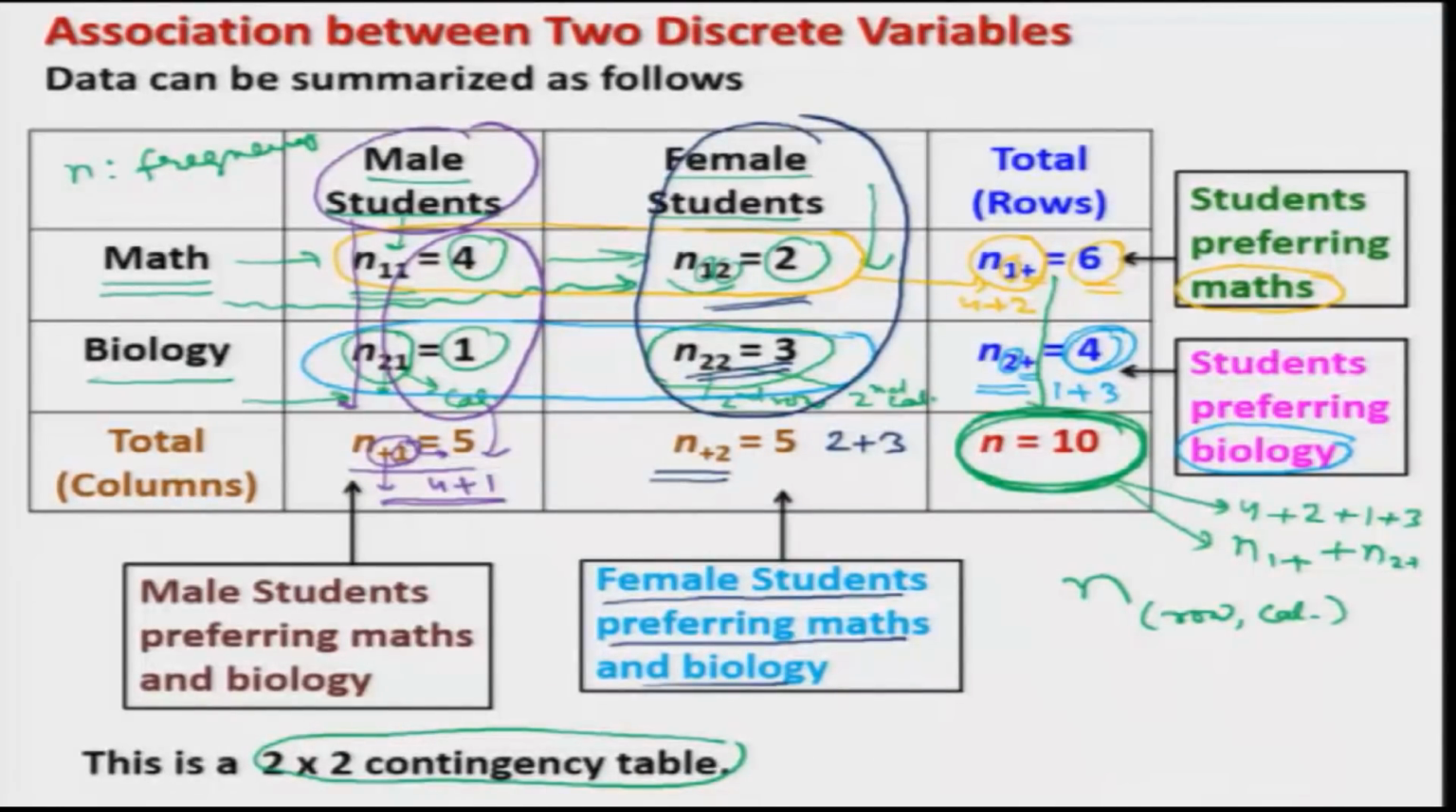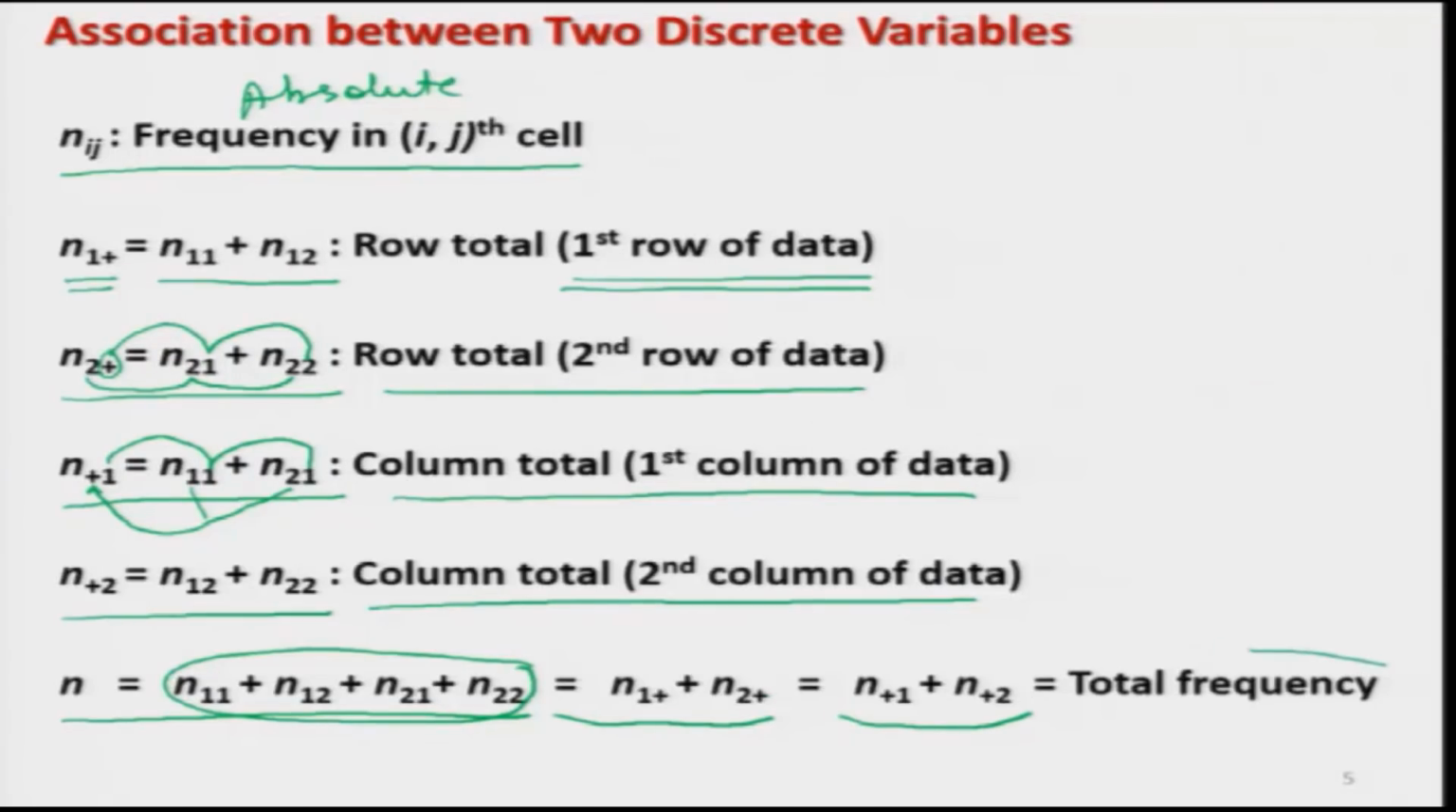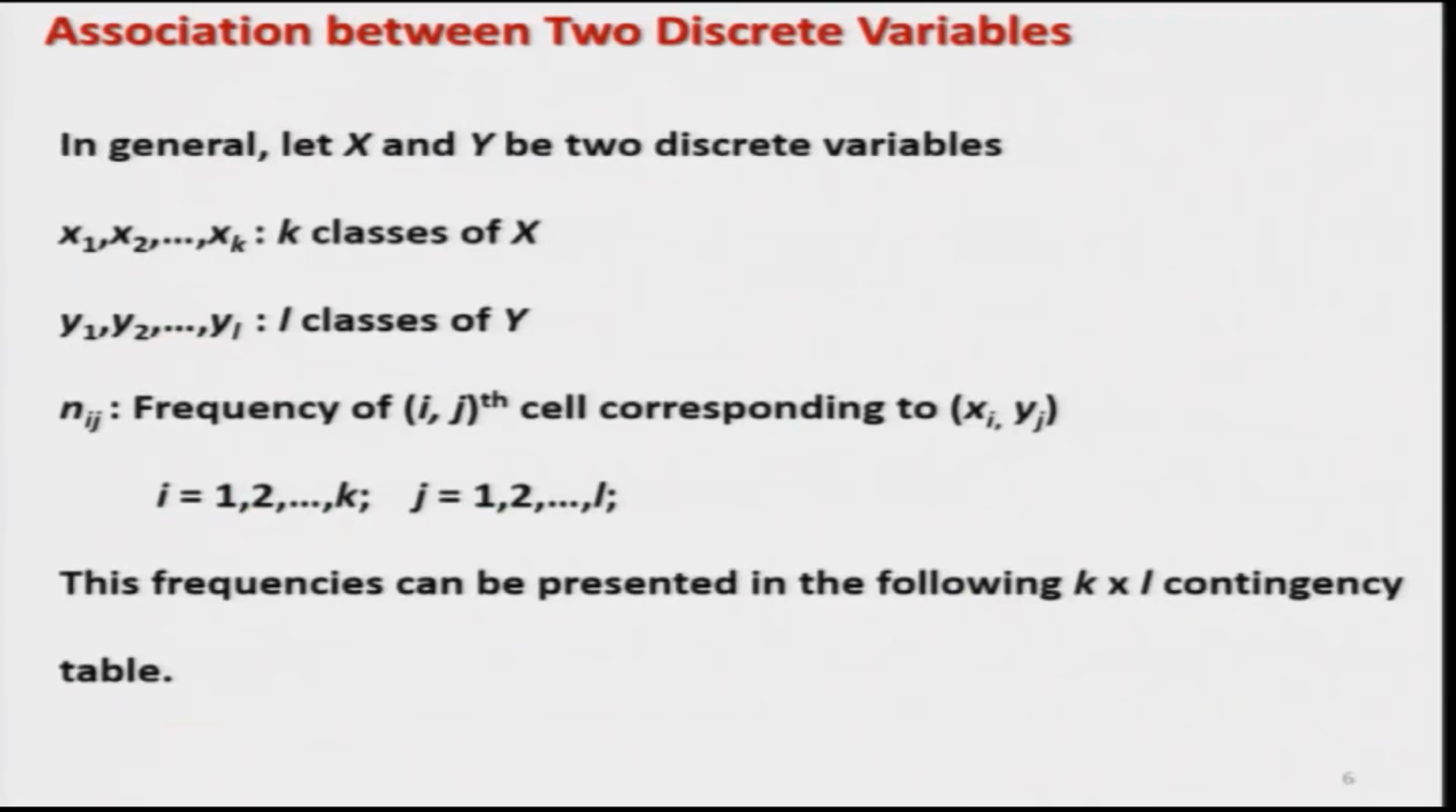So, the sum has been obtained from the rows, and similarly if you take the sum of the columns, then again this can be represented as n plus 1 plus n plus 2. This is what I have mentioned in the last line: n is equal to the sum of all the frequencies, which is the same as the sum of the frequencies in the rows and the sum of the frequencies in the columns, and so n indicates the total frequency. So, that is going to be our general symbols and notations in a contingency table.